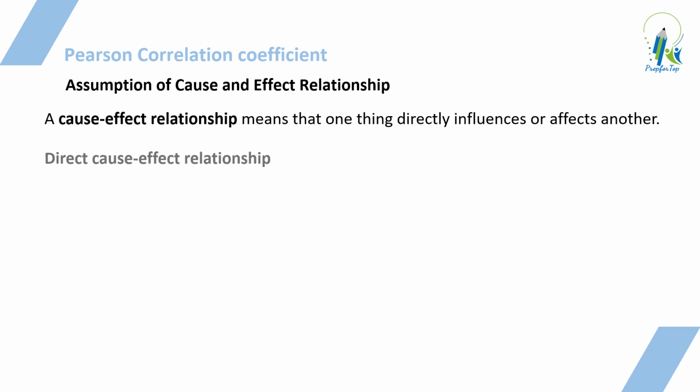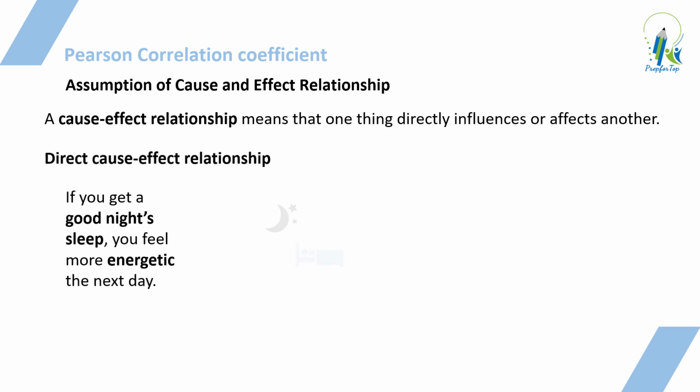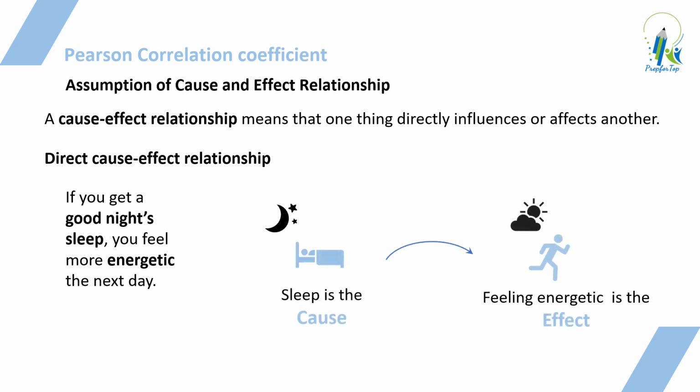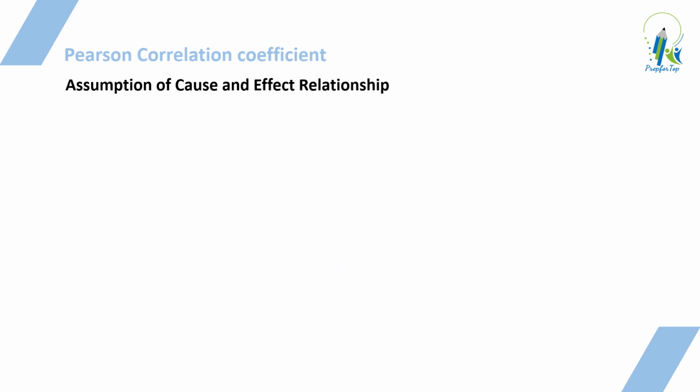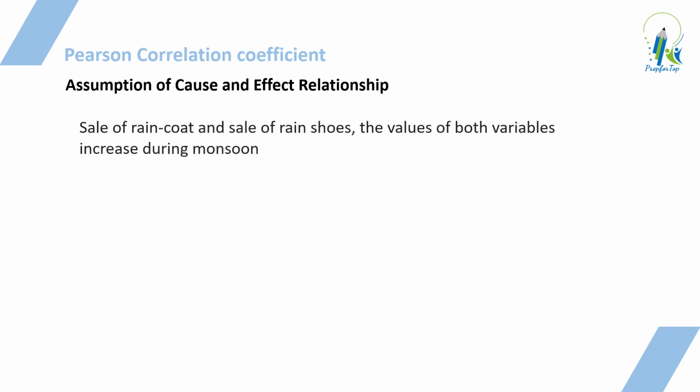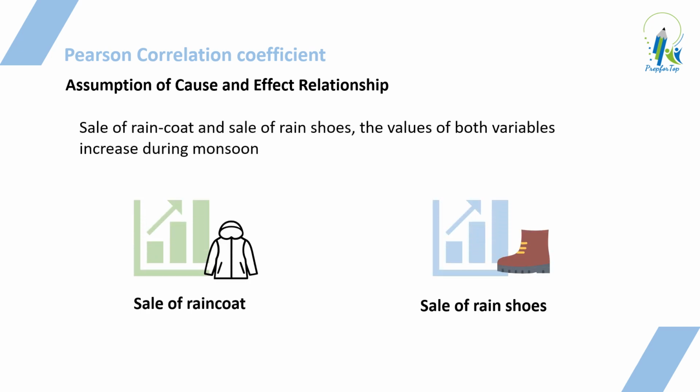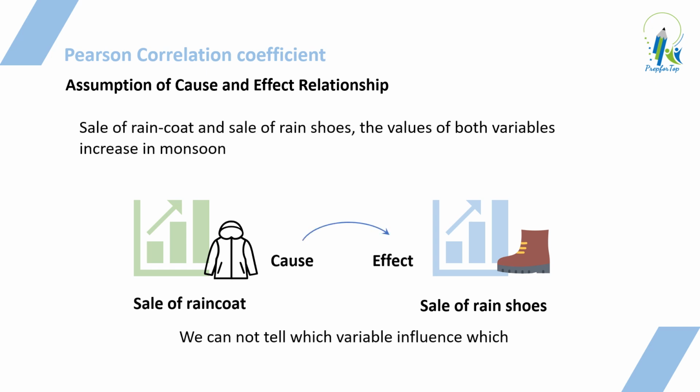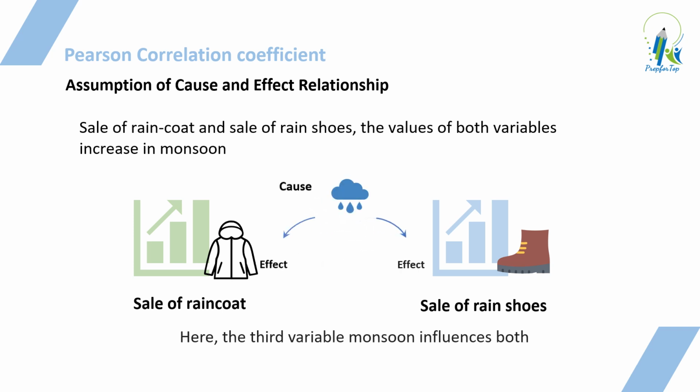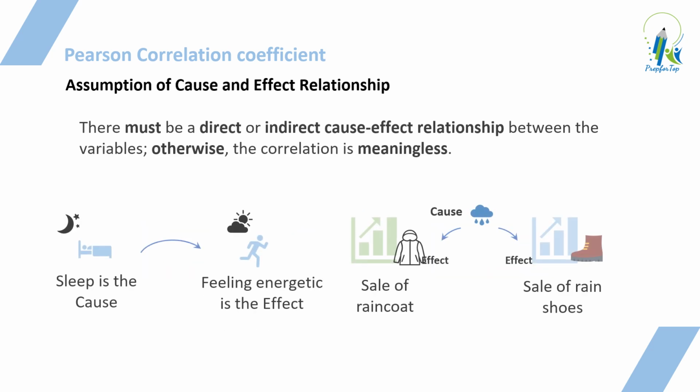Direct cause-effect relationship. If you get a good night's sleep, you feel more energetic the next day. Sleep is the cause. Feeling energetic is the effect. The sale of raincoats and the sale of rain shoes both increased during the monsoon. We cannot tell which variable influences which. Here, the third variable, monsoon, influences both. There must be a direct or indirect cause-effect relationship between the variables, otherwise the correlation is meaningless.